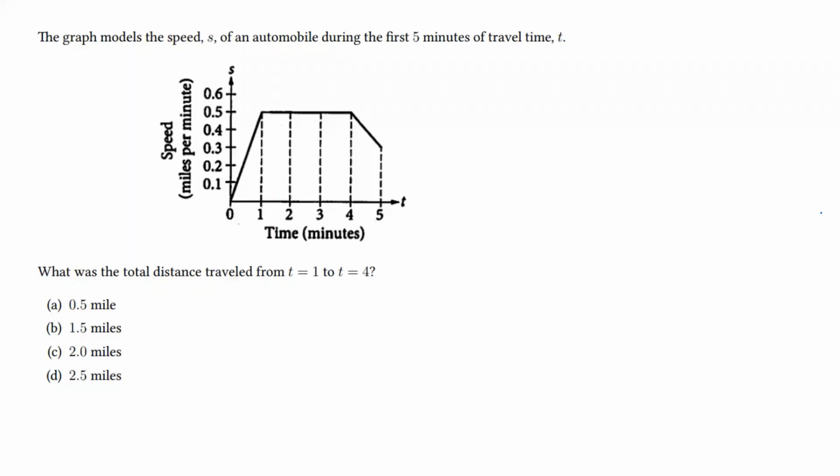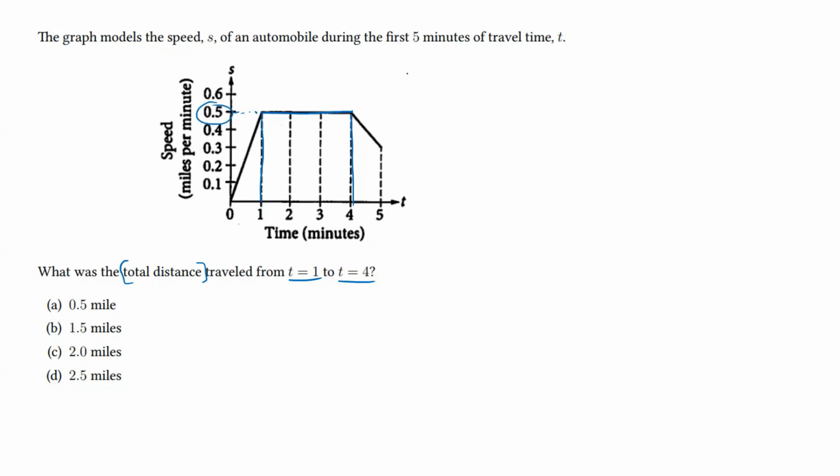Here we have a graph. It's a line graph, as expected, and we are interested in the total distance traveled from t equals 1 to t equals 4. In this case, we just need to simply interpret the data. T equals 1 is right here, and t equals 4 is right here. Notice that this is the spot where it is flat. It's a constant speed. That constant speed is 0.5.